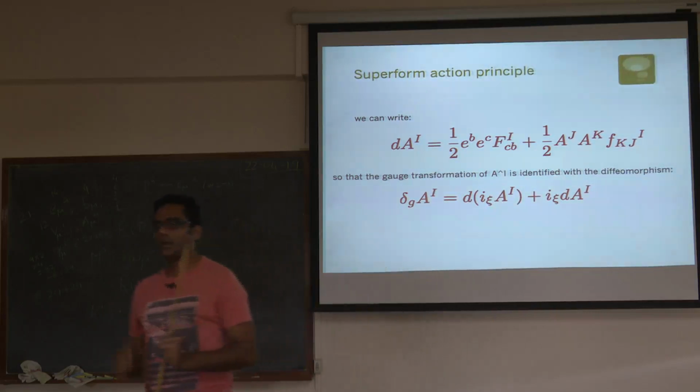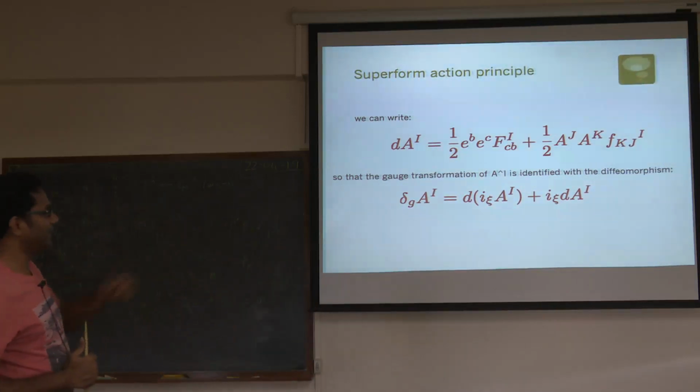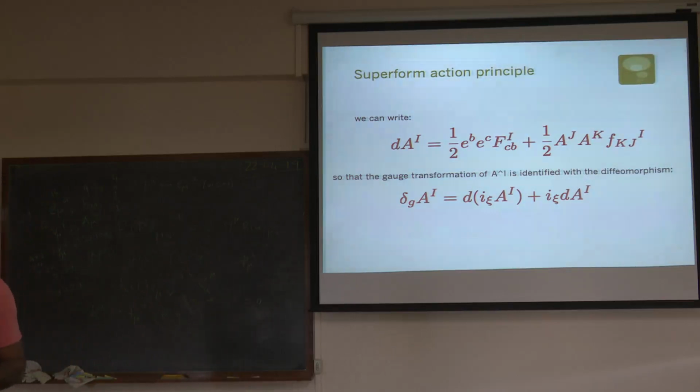So what we have basically shown here is that the gauge transformation of A^I is nothing but diffeomorphism along the normal direction orthogonal to the space-time manifold. So now we have geometrized the gauge symmetries. You have a smaller submanifold, and then you have some additional directions where you have geometrized the gauge symmetry, and the gauge transformation of A^I is nothing but diffeomorphism along that direction.